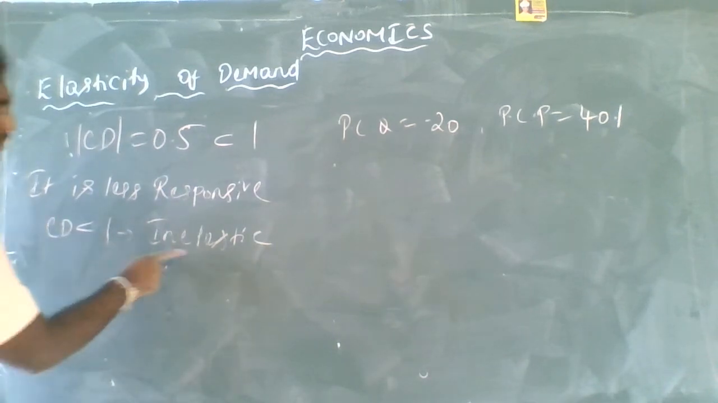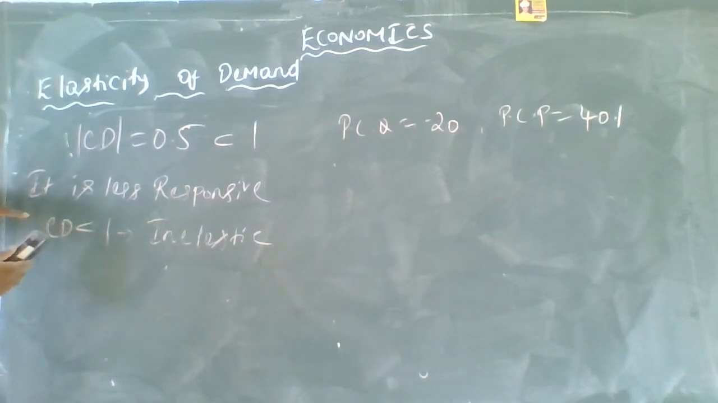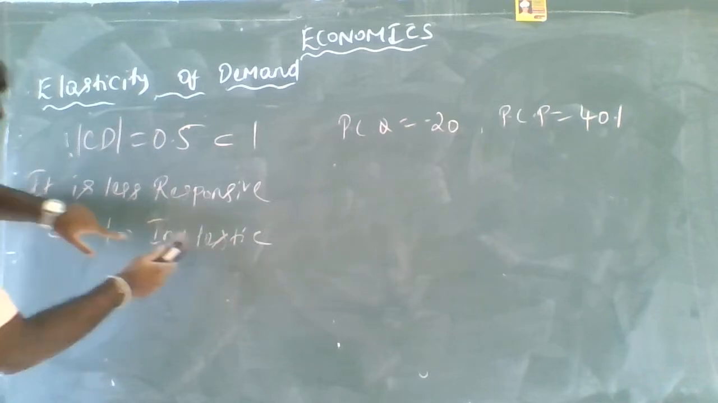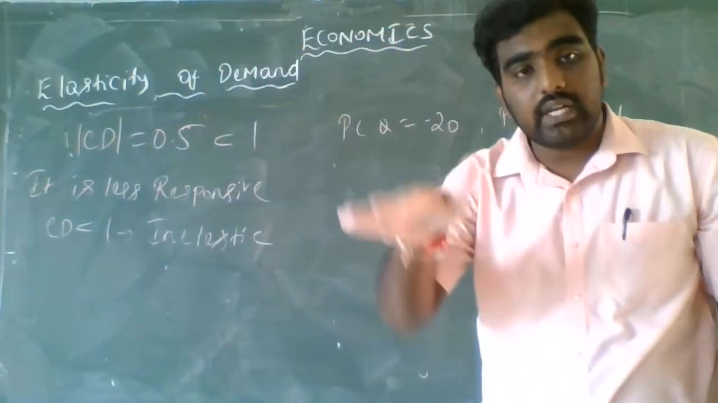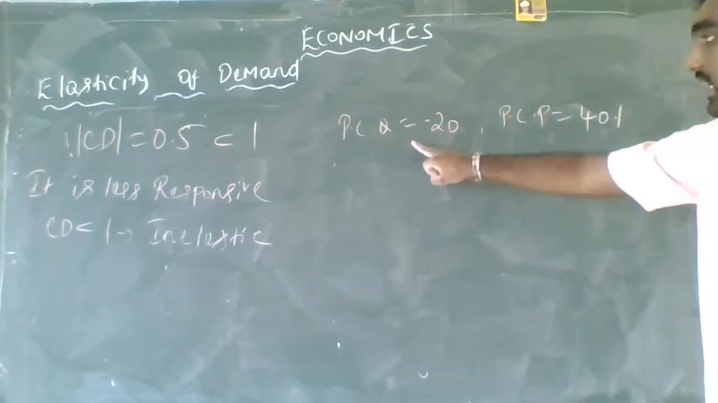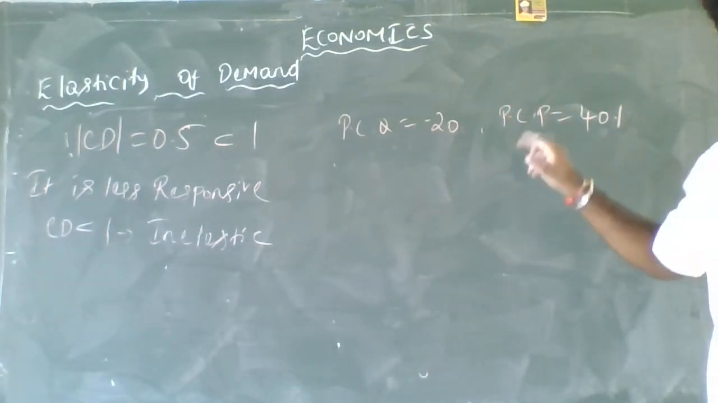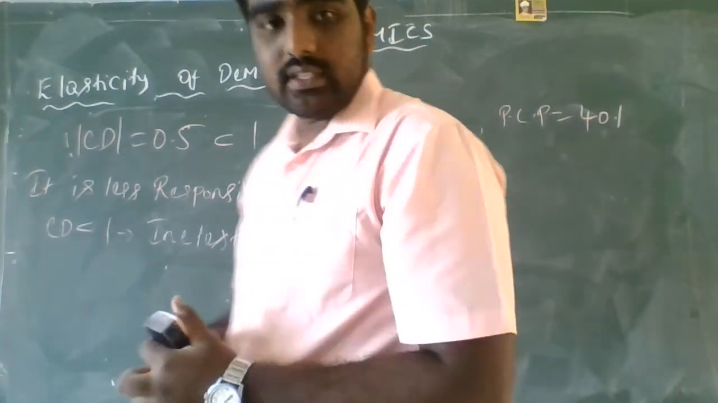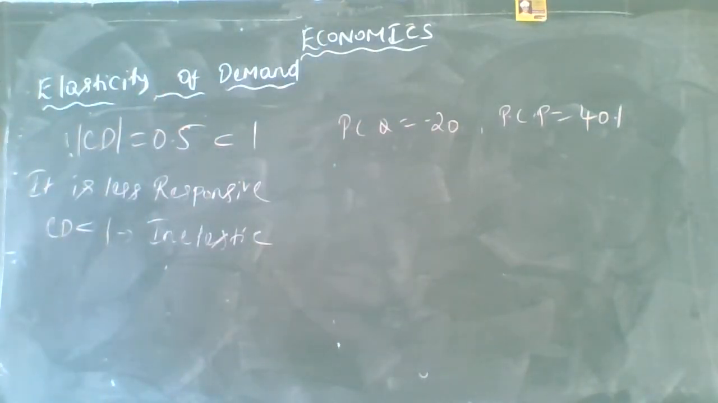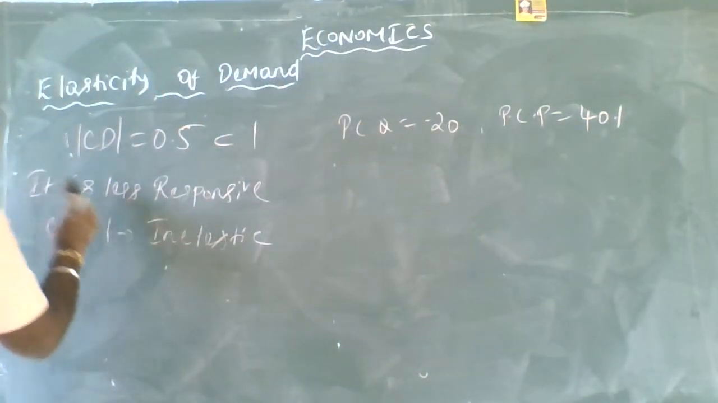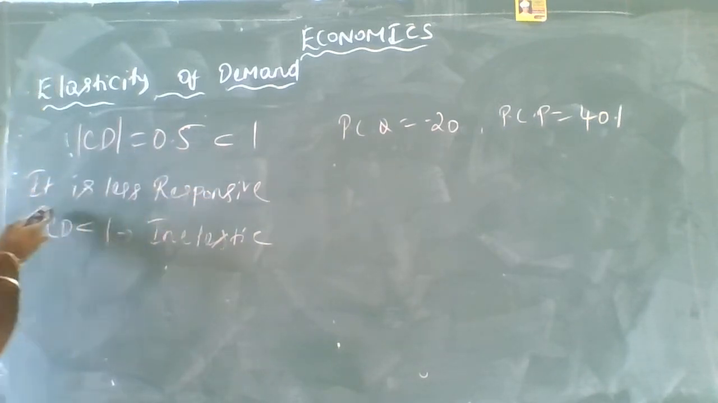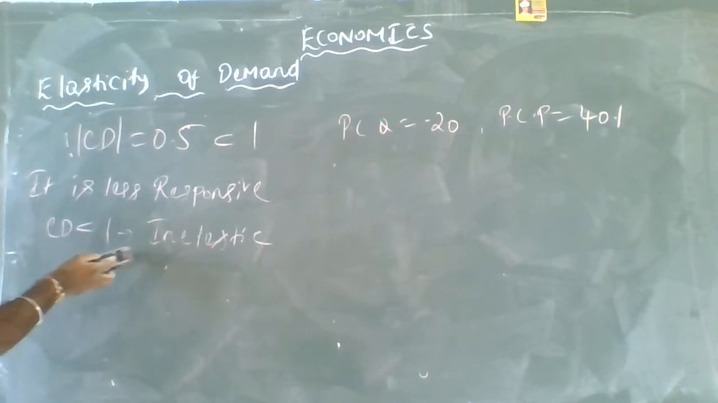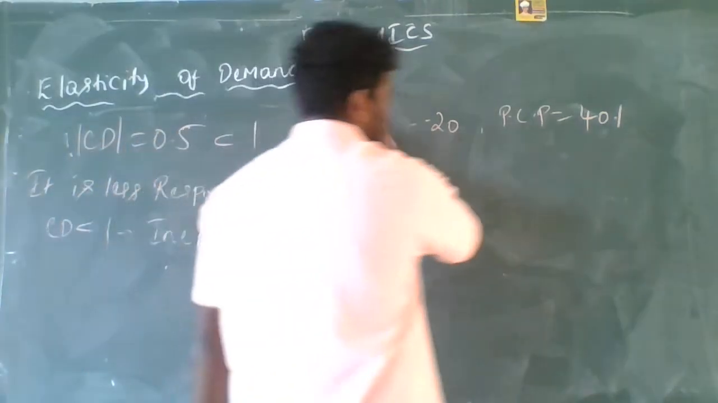This is very important. When ED is less than 1, it is inelastic, which means it is not elastic. The responsiveness is very low when comparing the percentage change in quantity and the percentage change in price. Is that clear? Now let us take an example. This is an elasticity of demand of 0.5, which is less than 1. It is less responsive, and when elasticity of demand is less than 1, it is called inelastic.